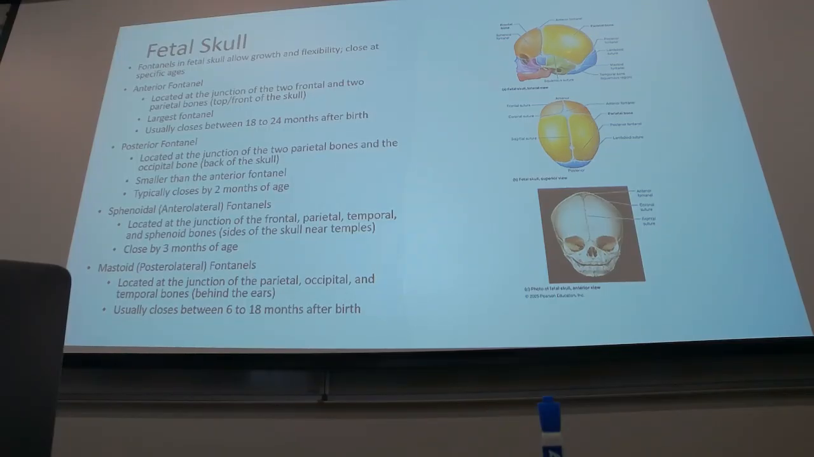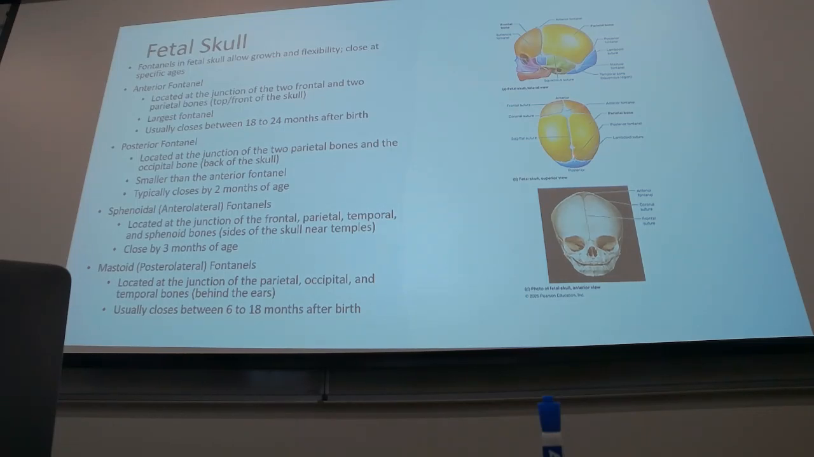As the baby is born, these soft spots will be replaced by solid bone, but they have different locations, different sizes, and different closure times. So here we have the anterior fontanelle, which is located between the frontal bones and the parietal bones. This is the largest fontanelle, closing between 18 and 24 months. This is the last one to close.